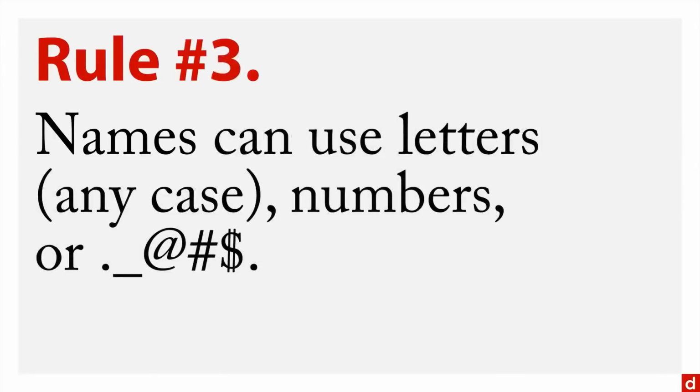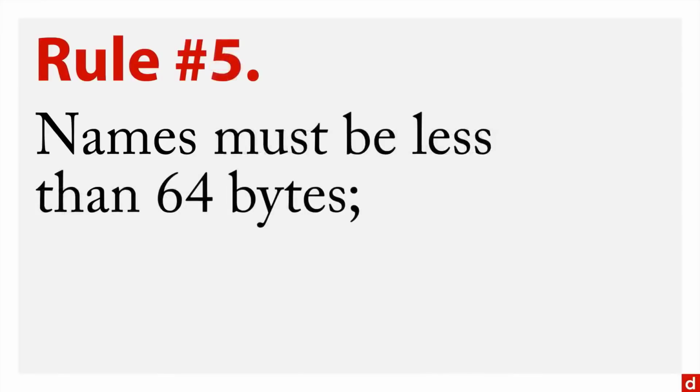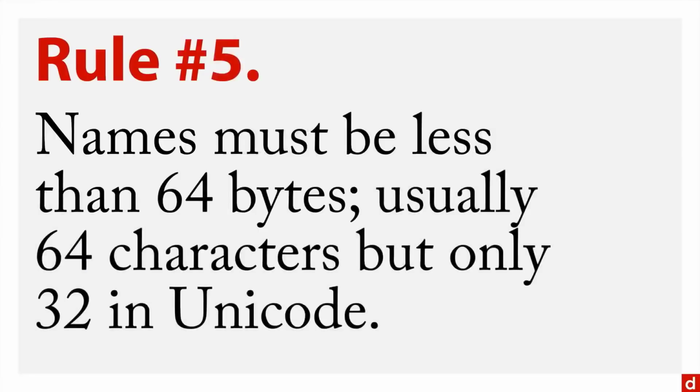Rule number three, names can use letters, upper or lowercase, they can use numbers, and they can use period, underscore, @, pound, dollar sign. On the other hand, don't end with a period. That can cause confusion with the command terminator. And don't end with an underscore because that's used for automatic variable names when SPSS is doing computations. Rule number four, names cannot include spaces. And rule number five, names must be less than 64 bytes. In most text coding systems, that's 64 characters. But if you're using a Unicode system, that might be only 32 characters.